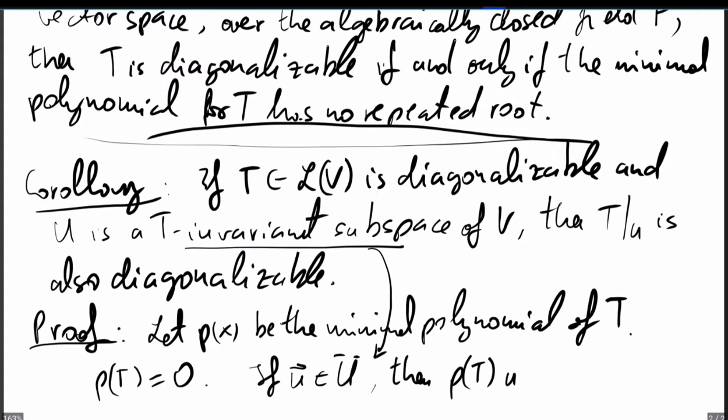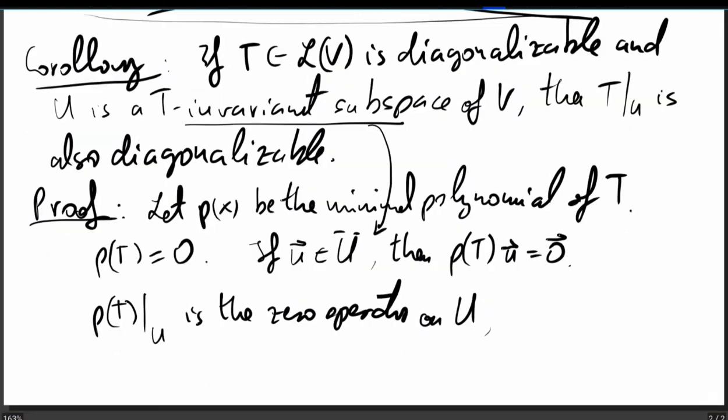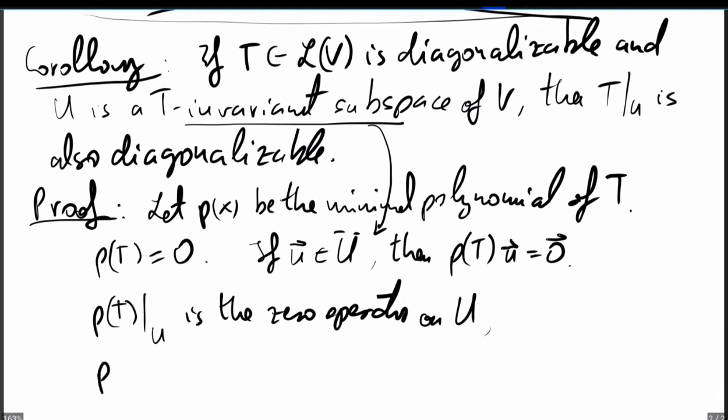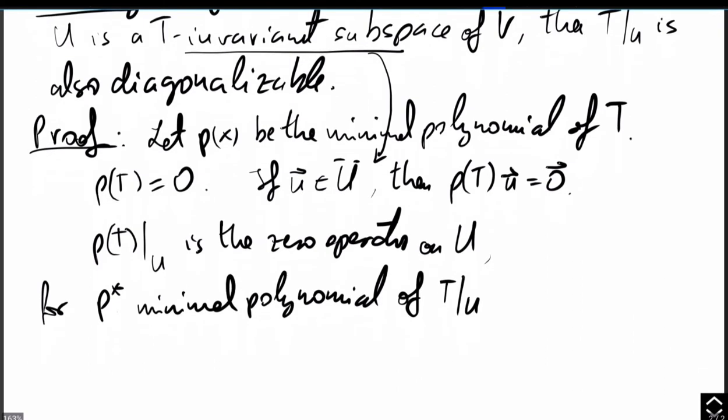So then if you have any vector U in this T-invariant subspace, then of course P of T applied to this U vector is also 0, since the whole P of T is 0. But then when we restrict this to the U subspace, that's a 0 operator on U. So that means that when we consider the minimal polynomial, let me denote it with P star, the minimal polynomial of T restricted to U, since P of T is also 0, it must be a multiple of P star.